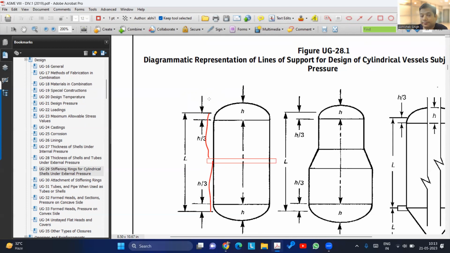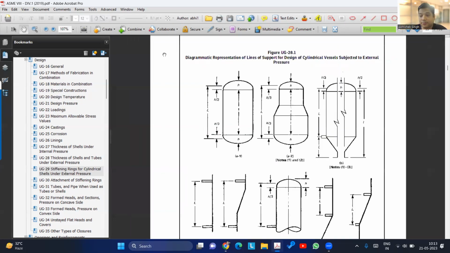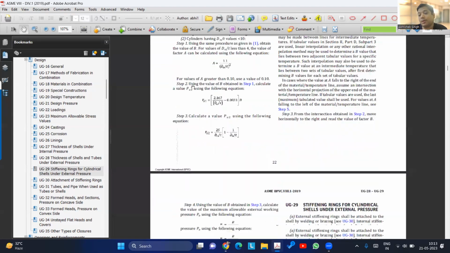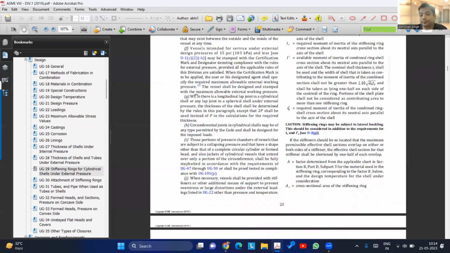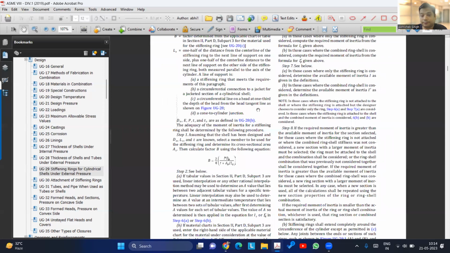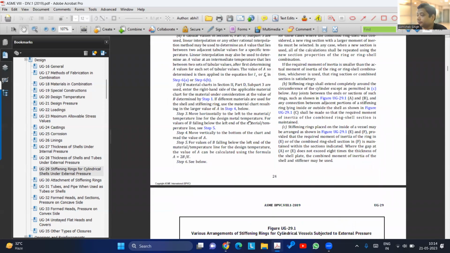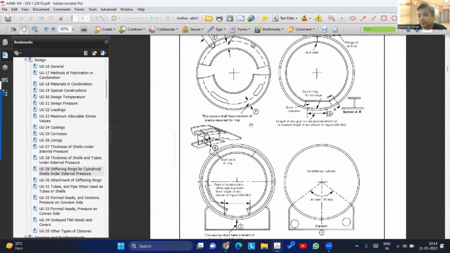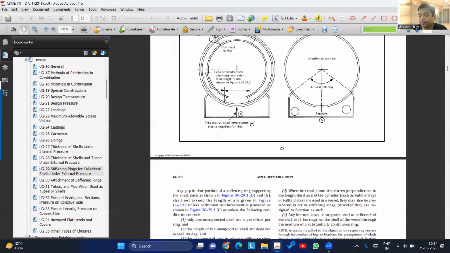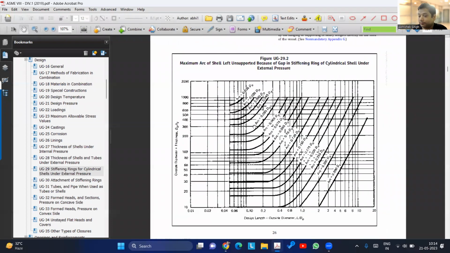Making sense? Yes. Okay. So that will be your maximum gap which you can have based on this 29.2. Now it's clear? Yes, sir.